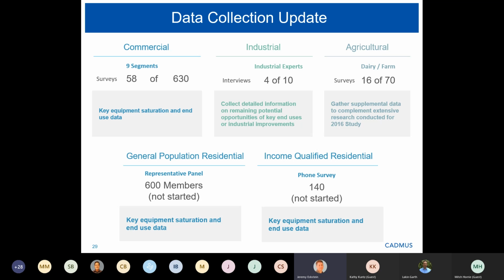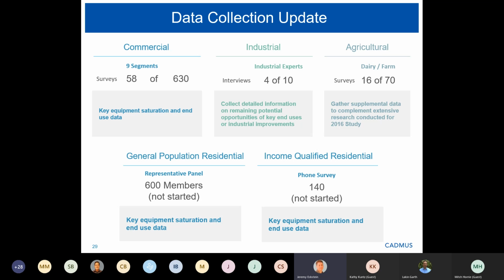We are moving ahead with our industrial expert interviews, and possibly several of the folks on this call have been interviewed. And again, that's to collect more detailed information about remaining potential opportunities in the industrial sector. We're also moving ahead with our agricultural phone surveys, and those are working well, and we're getting responses and making progress. And again, there we were gathering some supplemental data to our really extensive research effort for the prior study.